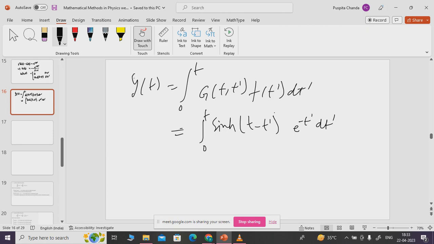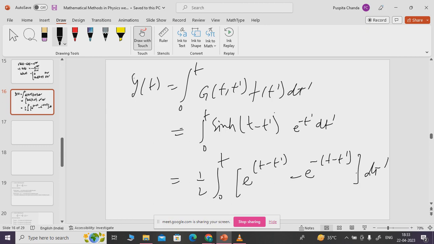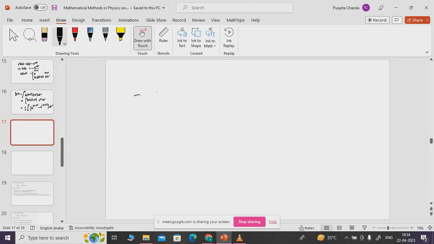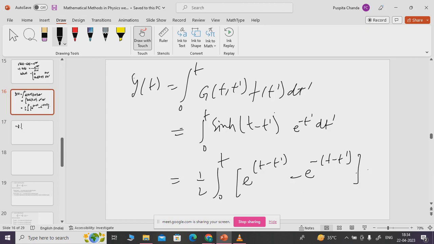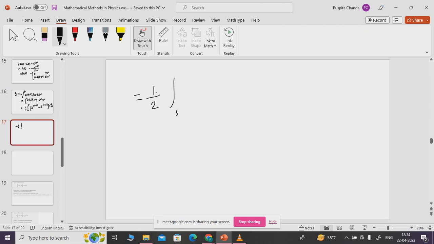So this is half integral 0 to t of e to the power t minus t dash minus e to the power minus t minus t dash, times e to the power minus t dash dt dash, which is integral 0 to t of e to the power t minus 2t dash minus e to the power minus t dt dash.